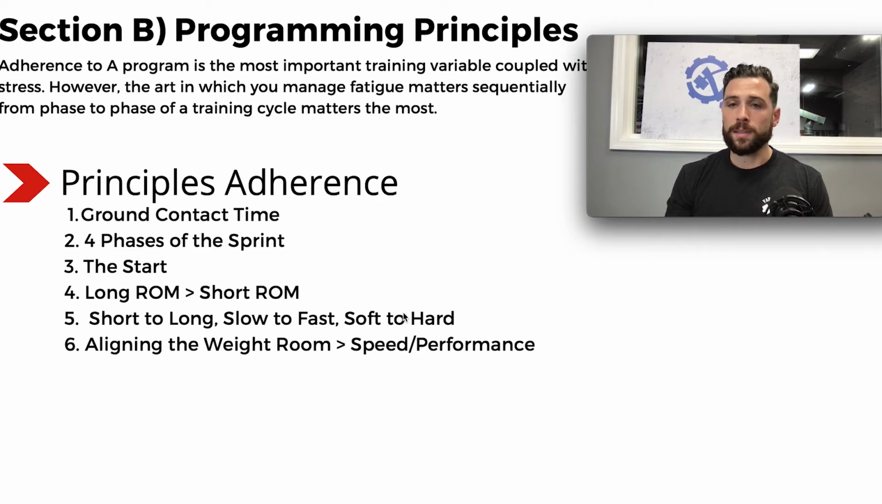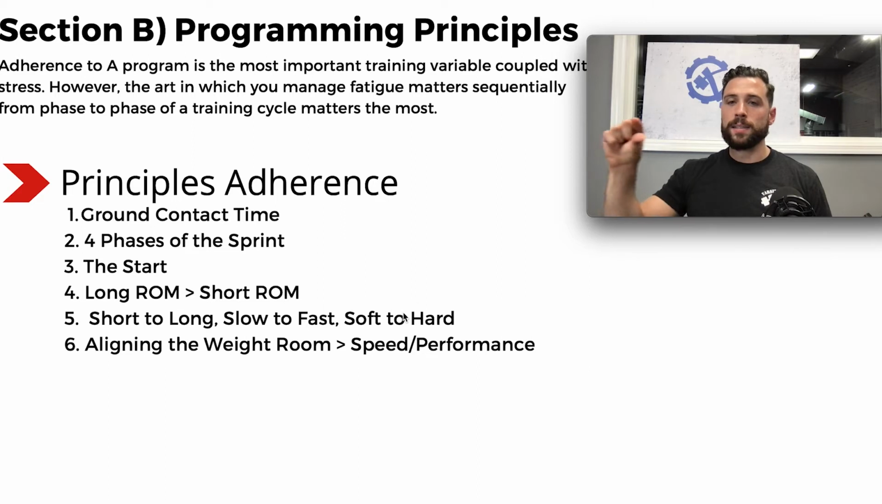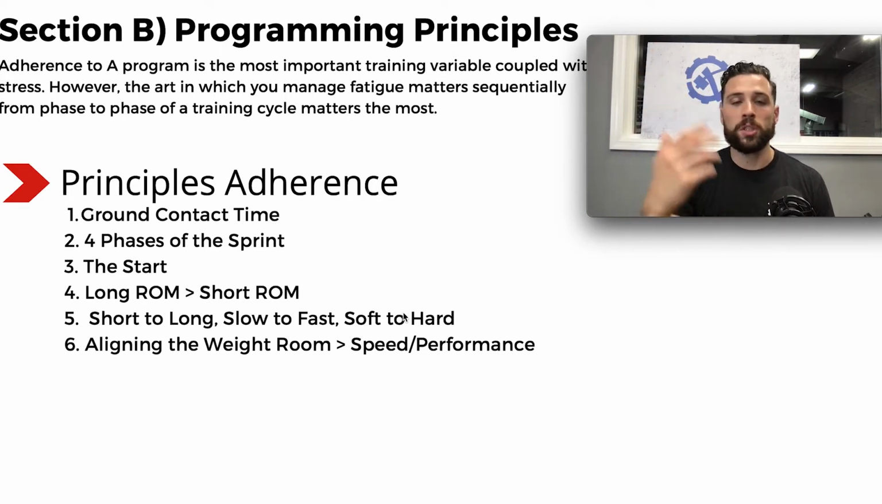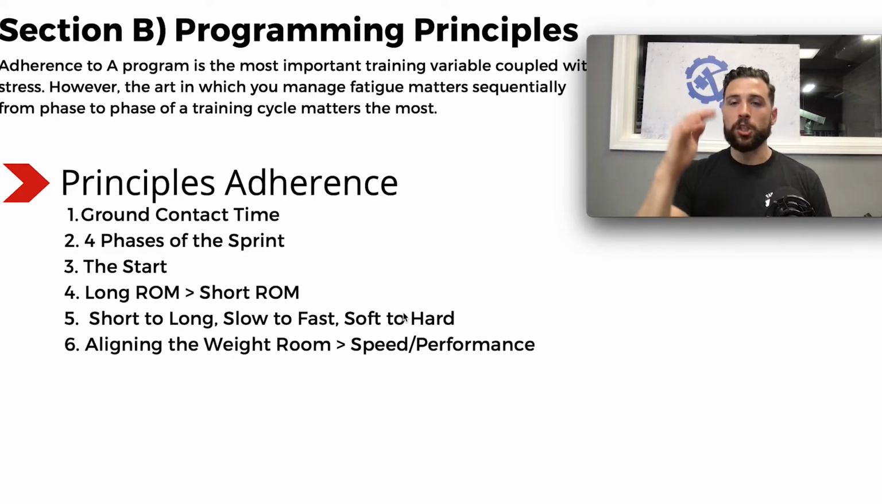Number 1 is ground contact time. Using ground contact time, subsequently with point number 2, during the 4 phases of the sprint: the start, acceleration, attaining velocity, and max velocity, using ground contact time to improve all the subsequent physical qualities, strength, power, exercise selection during each segment, is what's going to allow you to ensure that you don't induce too much fatigue into these individuals, and that you can begin to, again, see adaptation from block to block.